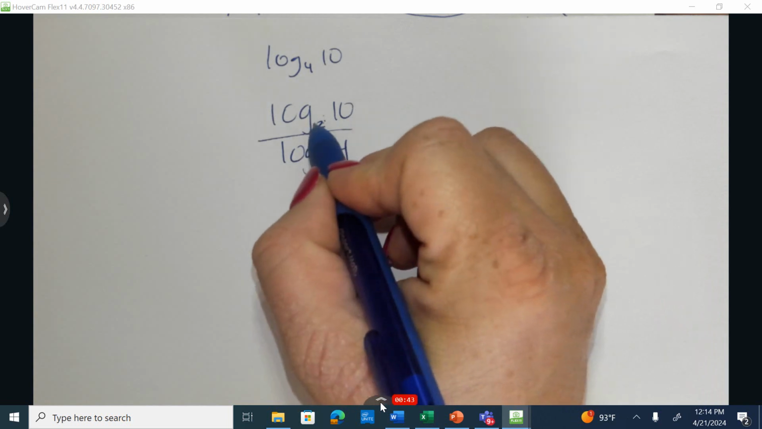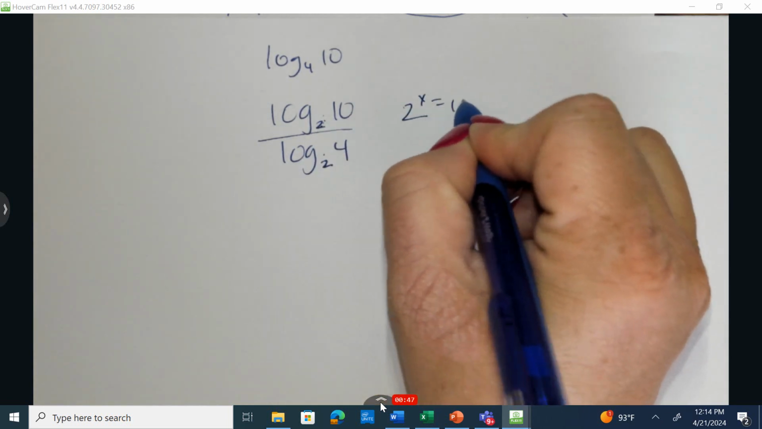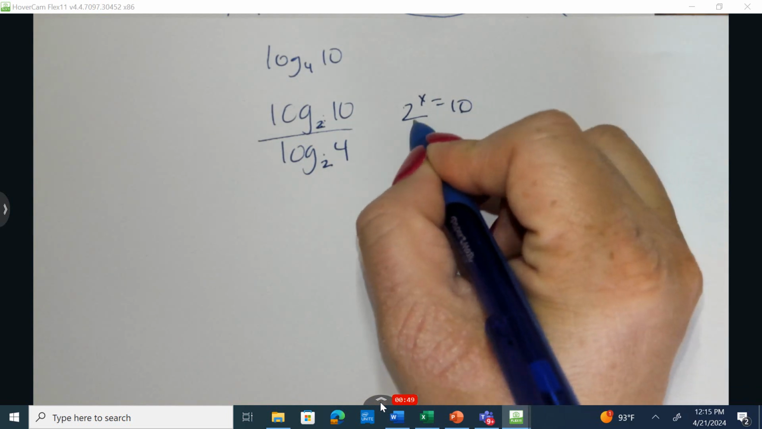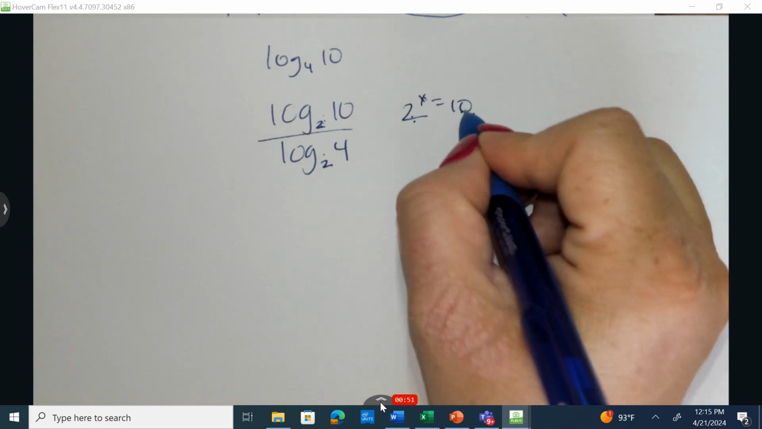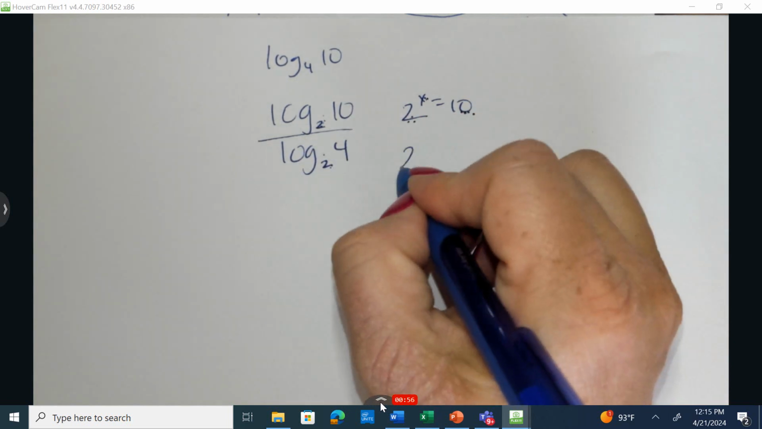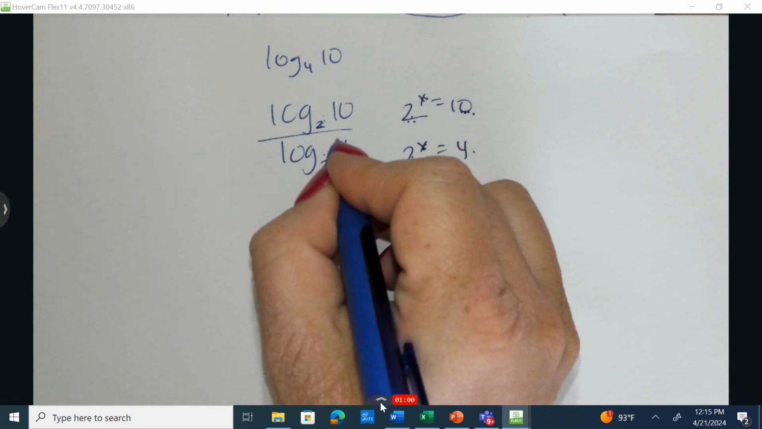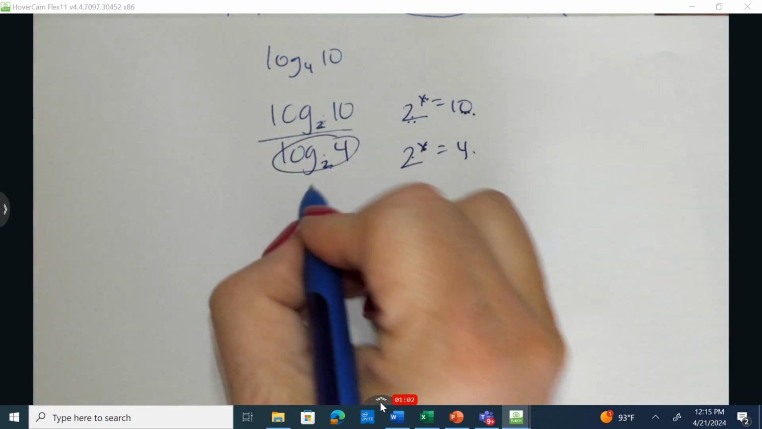So in this position, I could go, okay, 2 raised to what exponent equals 10? 2 to the first is 2, nope. 2 to the second is 4, nope. 2 to the third is 8, nope. 2 to the fourth is 16. Okay, I don't think I can reduce that. Let's try this one. 2 to the what equals 4? Oh, this would be 2. 2 squared equals 4. That means this bottom part is equivalent to 2.